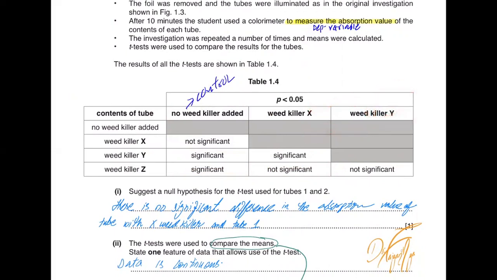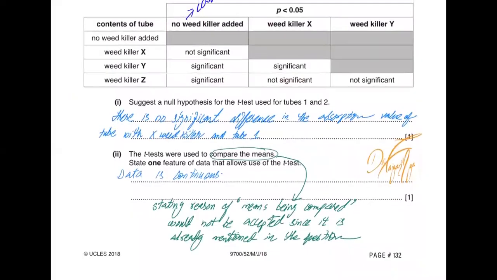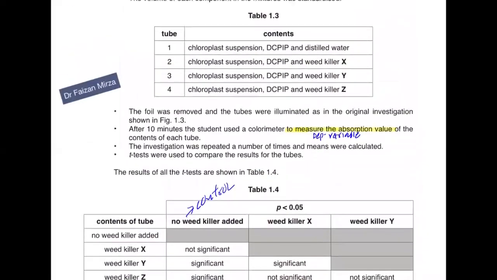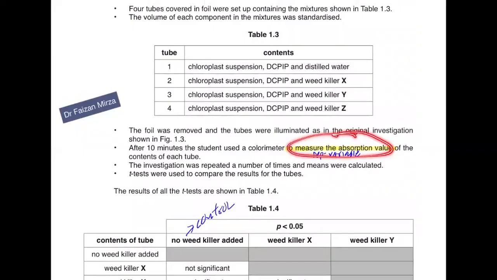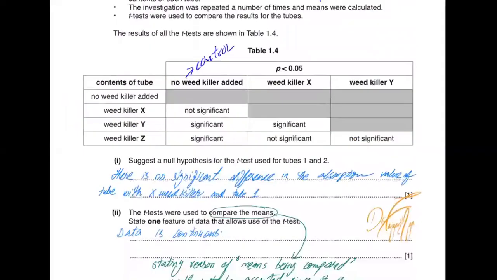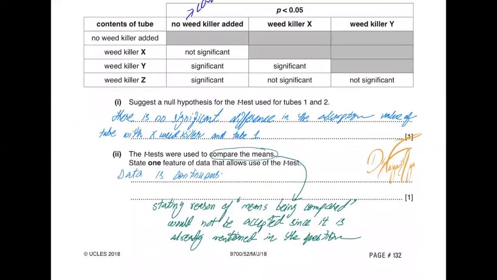Unless you do that, you cannot move forward, and you should not move forward unless you know what the data tells you. Suggest a null hypothesis for the t-test used for tube 1 and tube 2. Tube 1 was the control, tube 2 actually was wheat killer X, and you were measuring the absorption value for both. So you have to give a null hypothesis that there is no significant difference in the absorption value of the tube with wheat killer X and tube 1. That will be your null hypothesis.